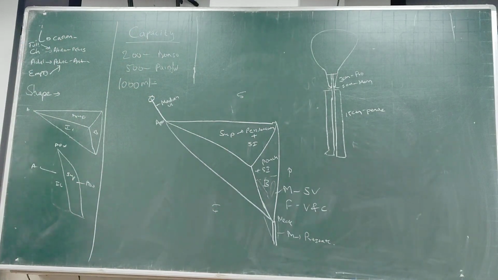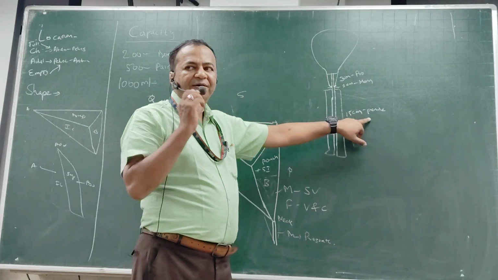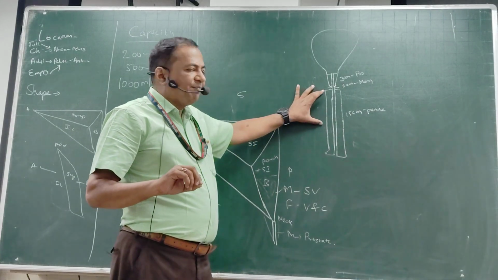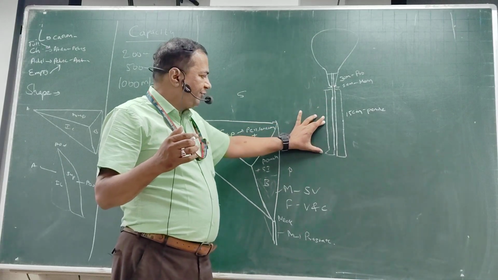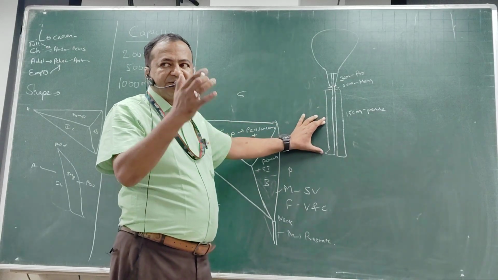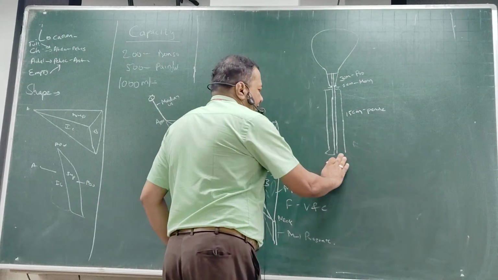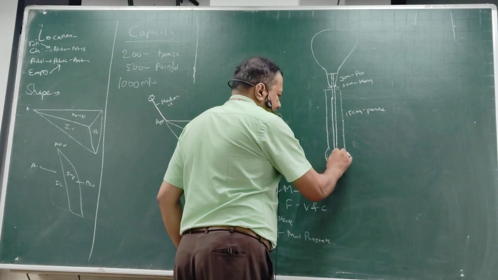Three parts of the urethra: prostatic urethra, membranous urethra, and penile urethra. This penile urethra has a pelvic part which is inside the pelvis, and the spongy part which is outside, which has the corpus spongiosum or corpus cavernosum. And at the end is the glans penis.